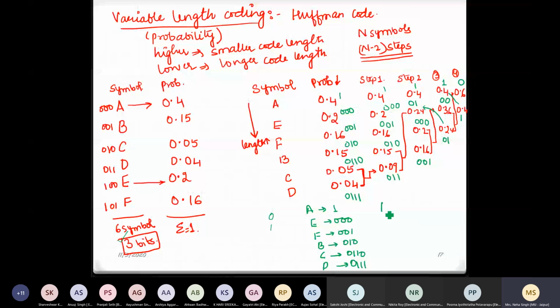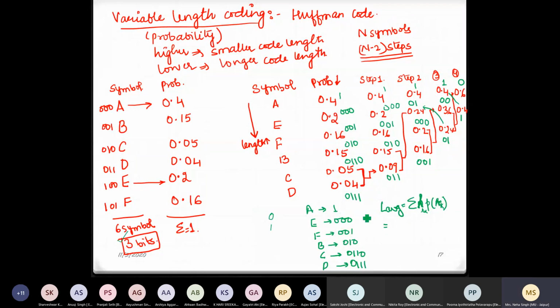But if we calculate the average length, how do we calculate the average length? Average length is for each symbol, the number of bits per symbol multiplied by probability of RK. The number of bits per symbol, or I say the length for each symbol RK, multiplied by probability of RK.